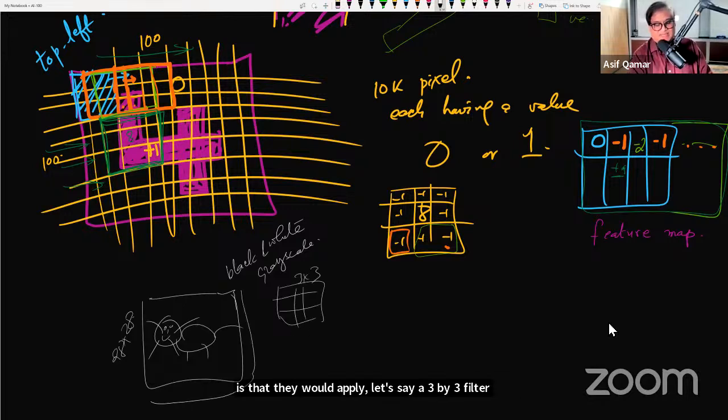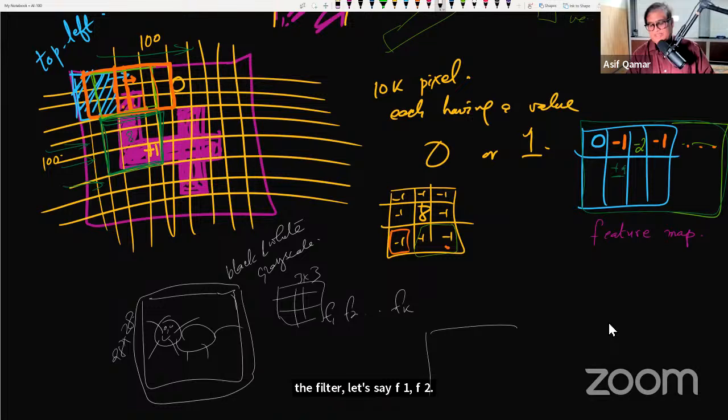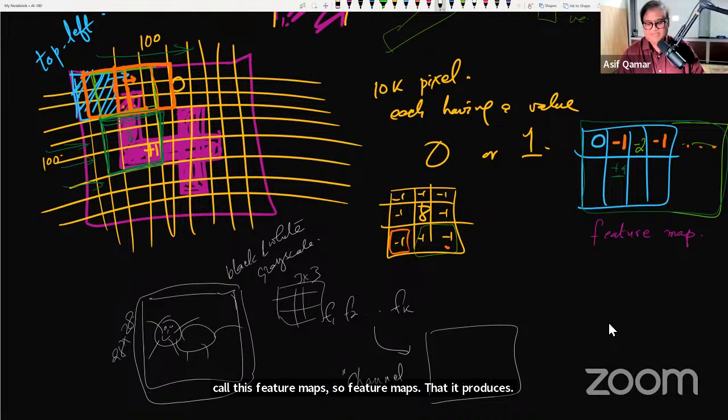And if I apply padding, then what happens? Each of the filters, let's say F1, F2, Fk, would create their own feature map. Okay? So you call these feature maps that it produces a channel. The technical term people use is channel. They have produced information in, let's say, 3 channels.